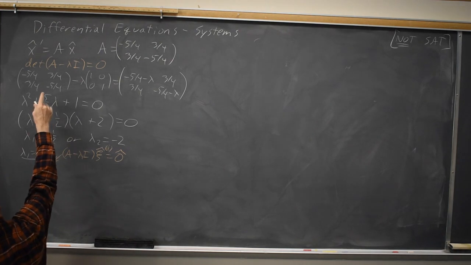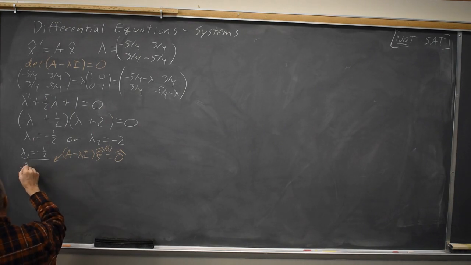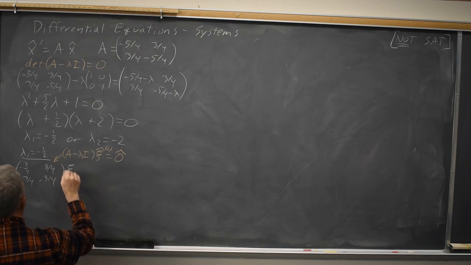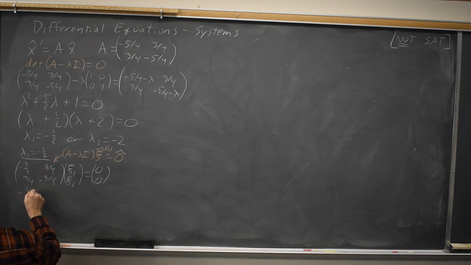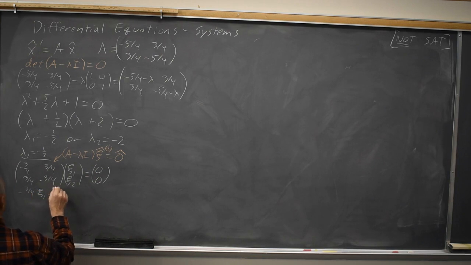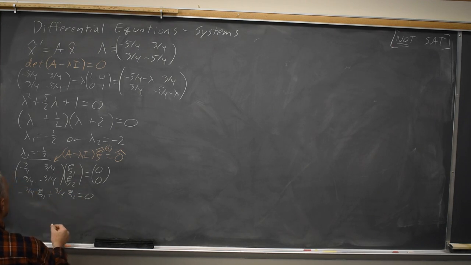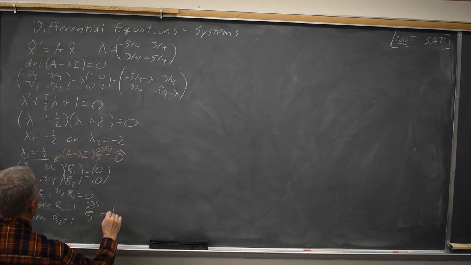So A minus lambda I is negative 5 fourths minus negative 1 half, which is negative 3 fourths, times C1, C2 equals the 0 vector. And this gives us the equation negative 3 fourths C1 plus 3 fourths C2 equals 0, which of course tells us that C1 equals C2. So if I choose C1 equals 1, then C2 is also 1, and eigenvector 1 is the vector 1, 1.